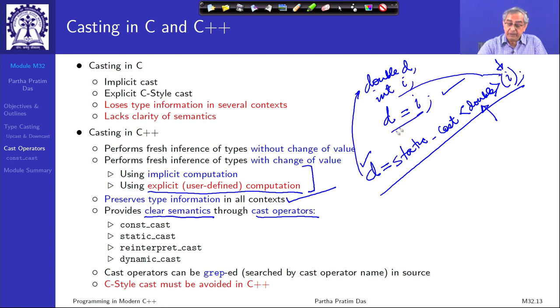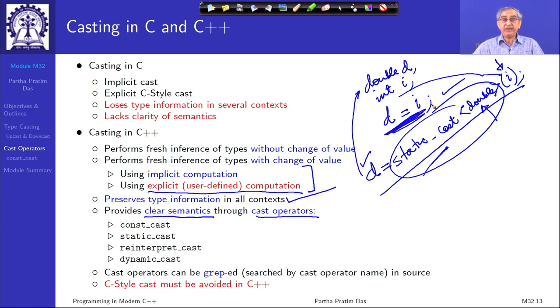Now, what is the difference between these two? In terms of actual computation, there will be no difference, but the core difference is that when you do this, you can search for static_cast<double> in the code. You cannot search for the implicit one. There is no textual fingerprint to say that this is where the conversion has happened. It is all implicit, but using this you can find it.